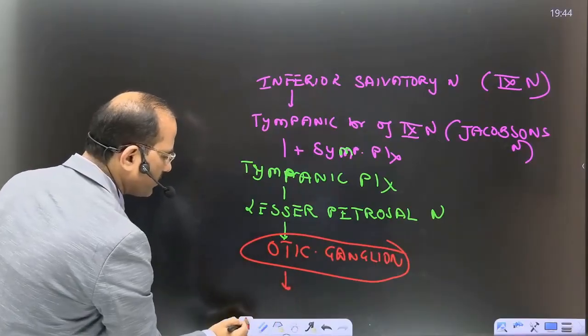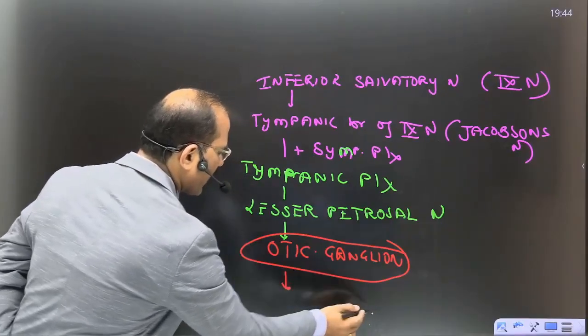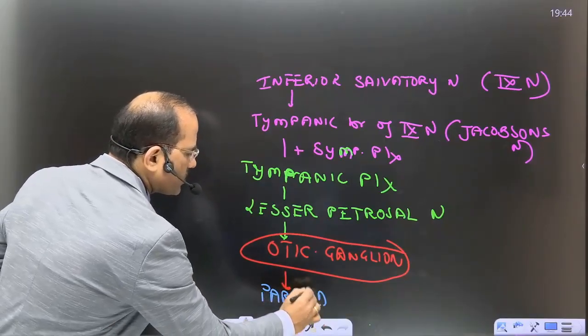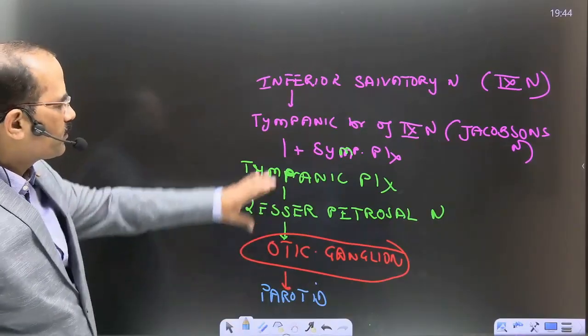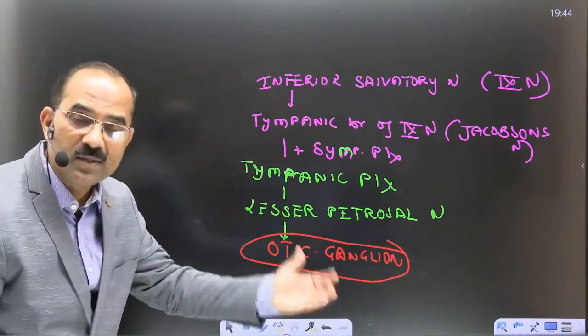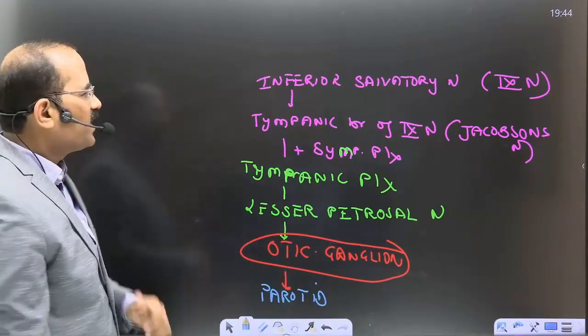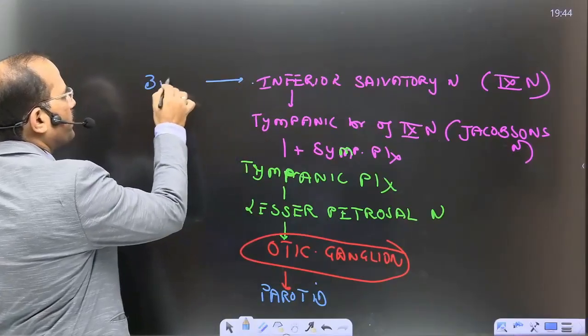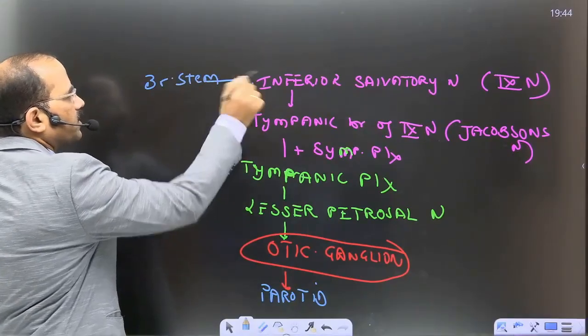And now the fibers would go to a gland. What gland? Parotid gland. The fibers would go to the parotid gland, right? Now that's the pathway of nerve supply of parotid. Now students, where is this located? This is located in the brainstem, right?